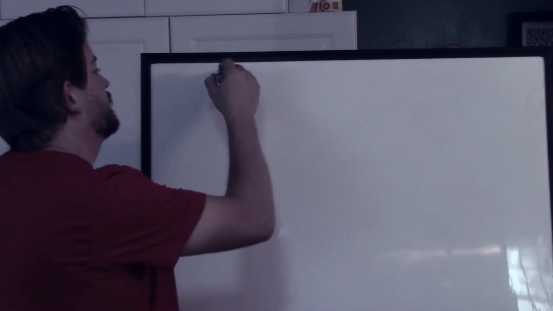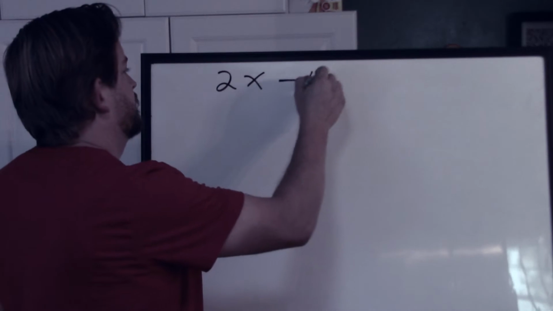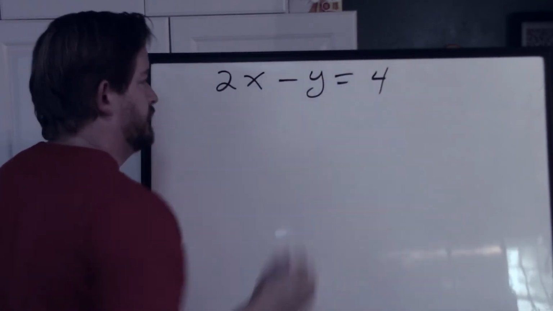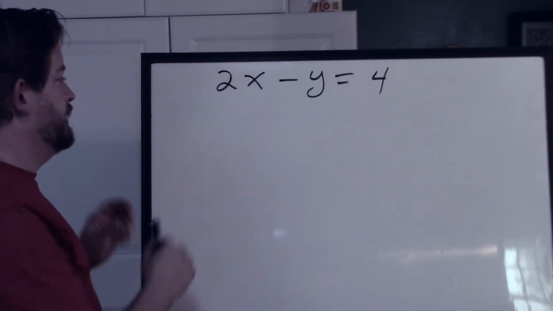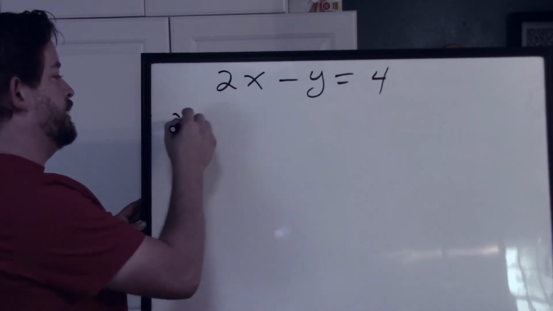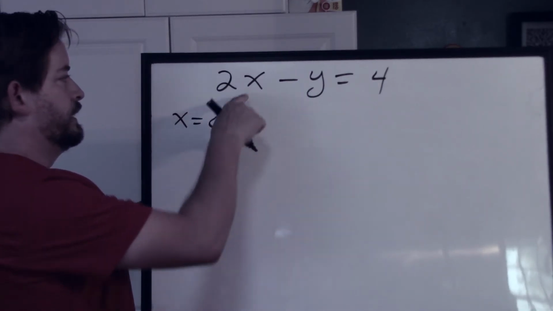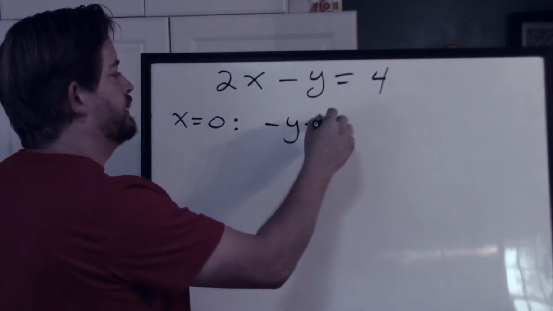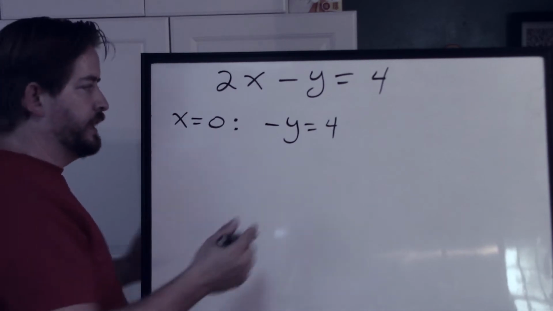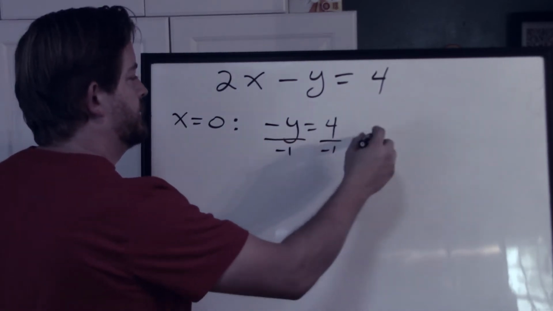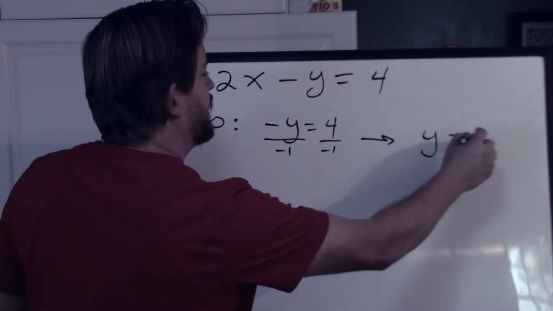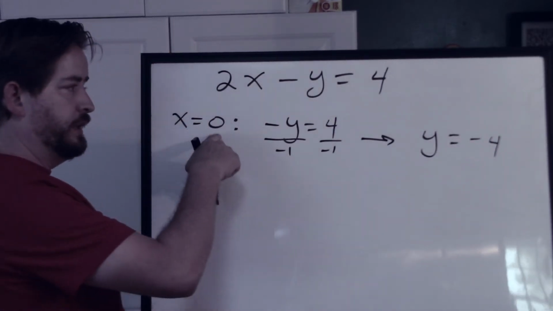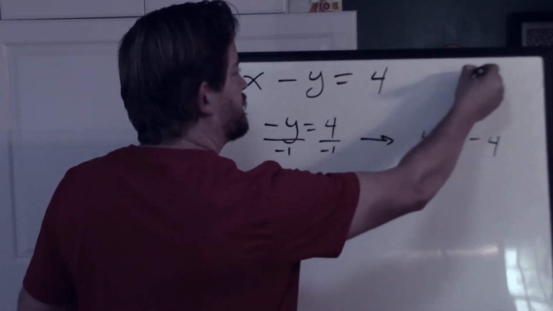Let's look at 2x minus y equals 4. So again, I should be able to come in here and say, if x is 0, what happens? Well, then this whole term is just 0, and I end up with just minus y equals 4. And if you divide both sides by -1, we end up with y is equal to -4, giving me the point (0, -4).